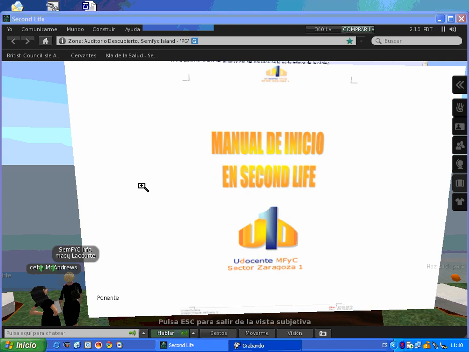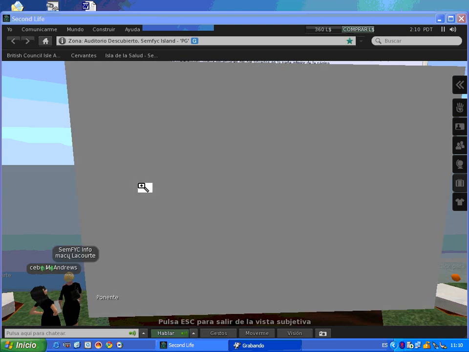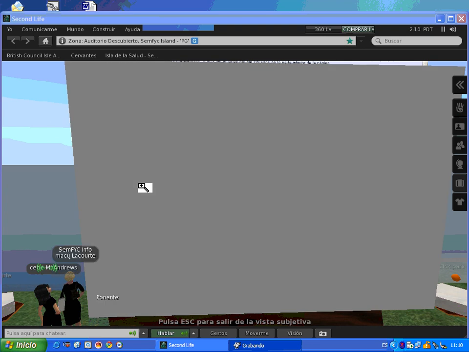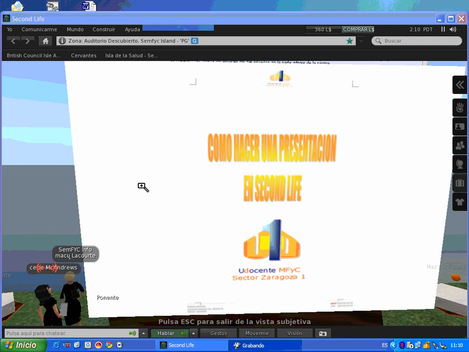We also provided this guide to operating Second Life, showing all the possible resources available in this virtual reality and the way to apply them in the teaching. We explained such aspects as how to make a presentation, how to upload it, and both how to hold a presentation and attend one. These handbooks can be downloaded free from our website.